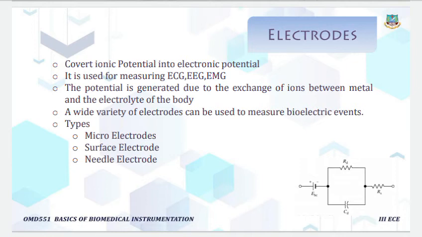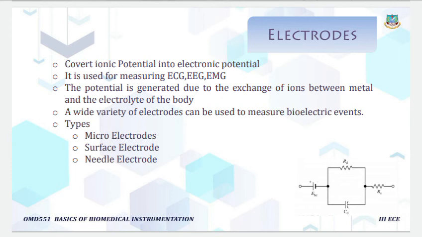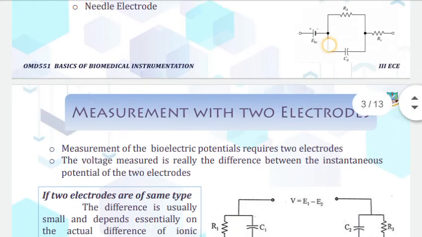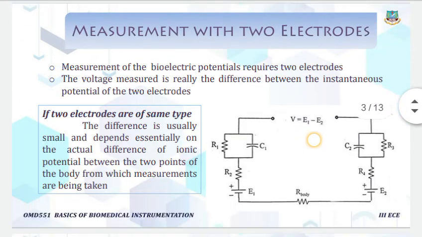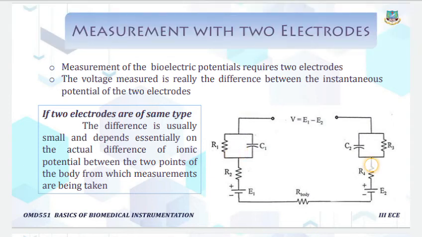This figure is the equivalent circuit of an electrode. Next we are going to see the measurement with two electrodes. In the last figure we saw the equivalent circuit. In this figure, this one and this one show two electrodes. So, measurement with two electrodes.